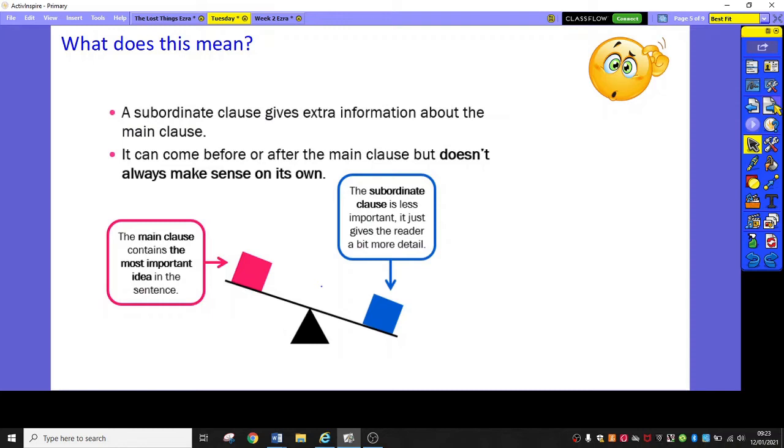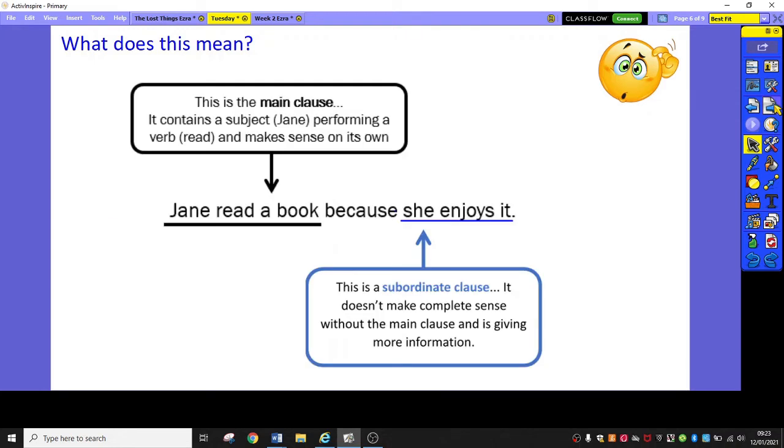What's very important is the idea that the main clause is the part of the sentence that you are actually talking about, the information your reader needs to know, for example. And then the subordinate clause is less important but gives more detail, which is really important for this piece of writing that we're moving on to, because your reader needs as much detail as possible in order to be able to write their balanced argument. So, Jane read a book because she enjoys it. The main clause is Jane read a book.